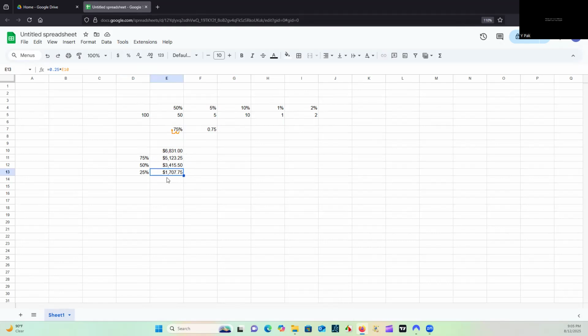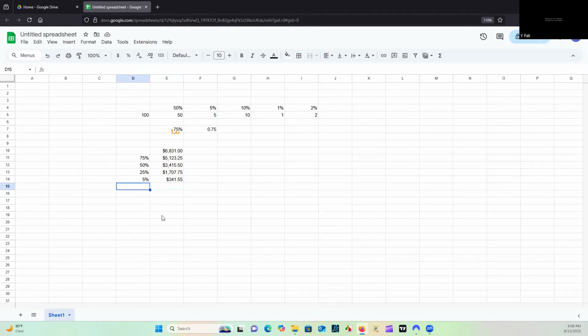25% of $6,800 is $1,700. Okay, what's 5% of 6,831? Well, that's just equal to 0.05 times. Remember, you move it two places to the left. 1, 2. So you put a 0 in front of it, times that. 5% of 6,831 is $341.